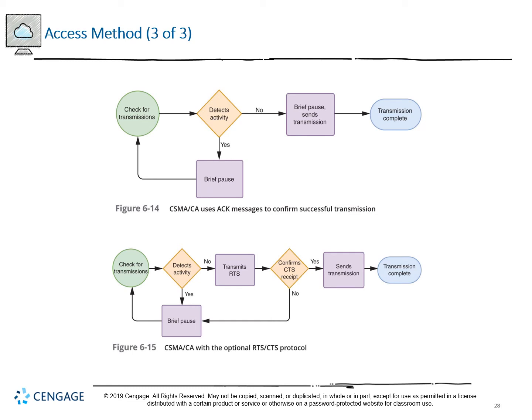In the top, we can see that it's basically just looking for activity detection. If there is or is not activity, there will be a brief pause, but if there's no activity, it will attempt to send the transmission afterwards. With the RTS/CTS, it's going to do the same brief pause, but it's trying to confirm a receipt from the host that it's intending to send to before sending the transmission. So it's like playing Marco Polo.